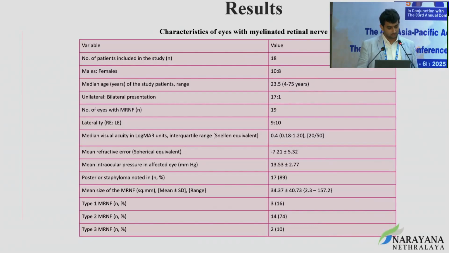was present in one case. The median visual acuity logMAR was 0.4. The median intraocular pressure was 13.5. The most common type of MRNF was type 1A, noted in 14 eyes, and the mean size was 34.37 plus minus.